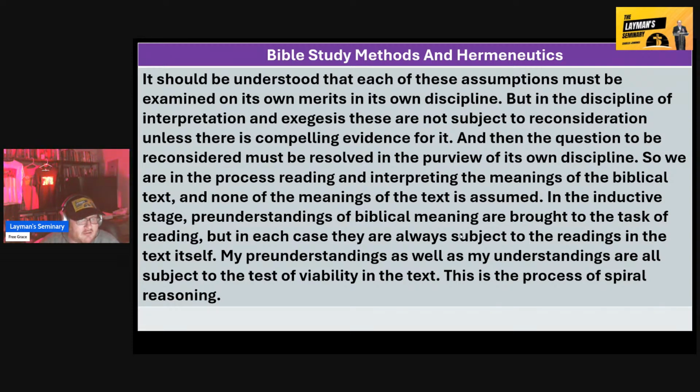So we are in the process of reading and interpreting the meaning of the biblical text, and none of the meanings of the text is assumed. In the inductive stage, pre-understandings of biblical meaning are brought to the task of reading. But in each case, they're always subject to the reading of the text itself. My pre-understandings, as well as my understandings, are all subject to the test of viability in the text. This is the process of spiral reasoning.